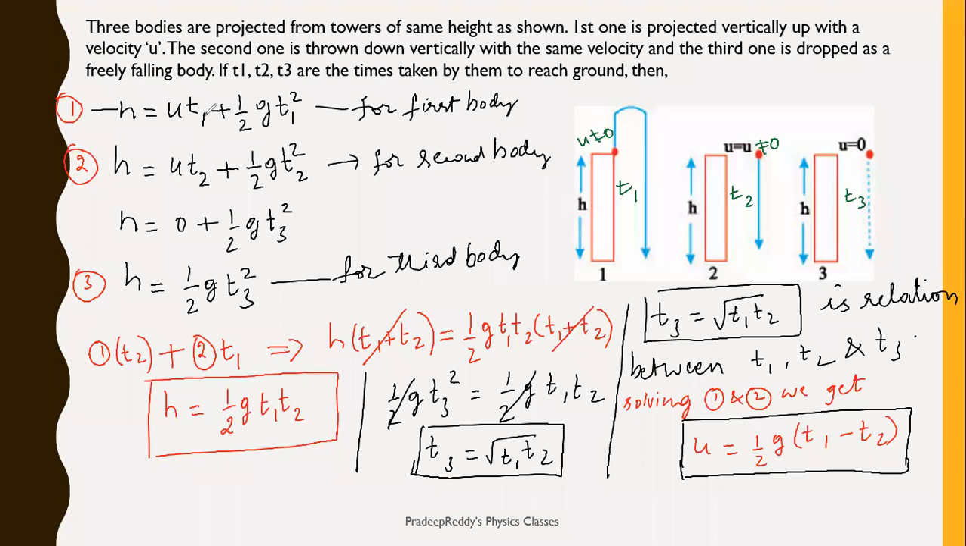And after that, if you solve equation 1 and equation 2, that means equating the right hand sides of equation 1 and 2, you will get the equation for initial velocity. That will be u is equal to half g (T1 minus T2). T1 and T2 are the times for the first body and second body.